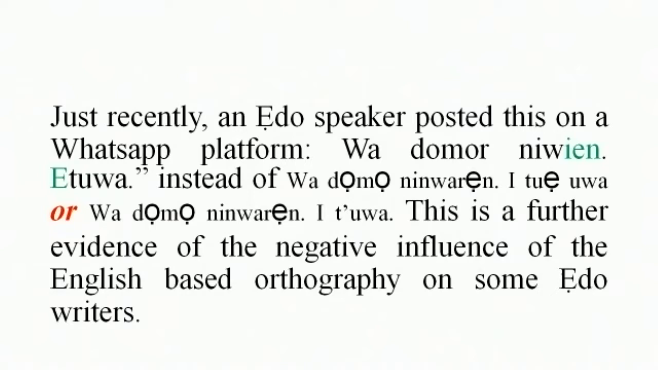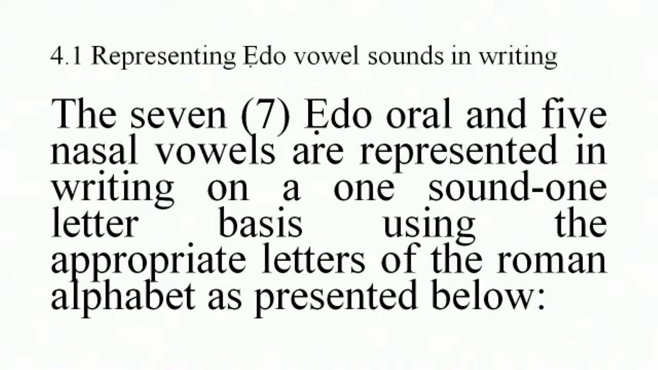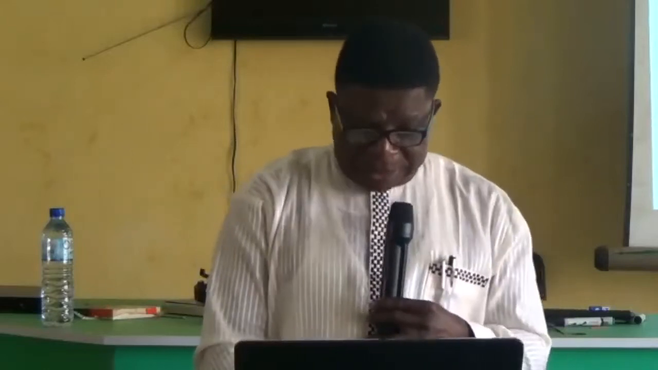So we are going to represent the vowels, the 7 oral and the 5 nasal vowels, that is 12 vowels in the language using the picture presentation. So the oral vowels first, as I pronounced earlier.